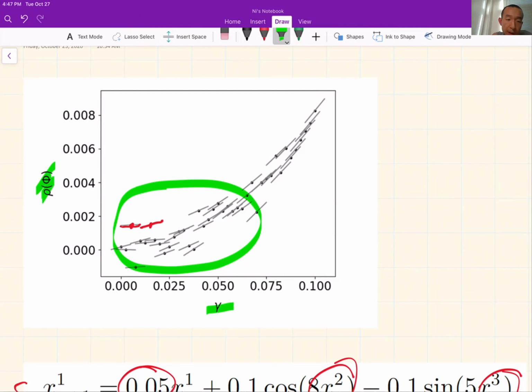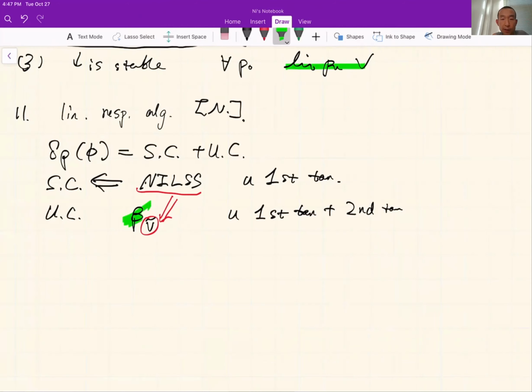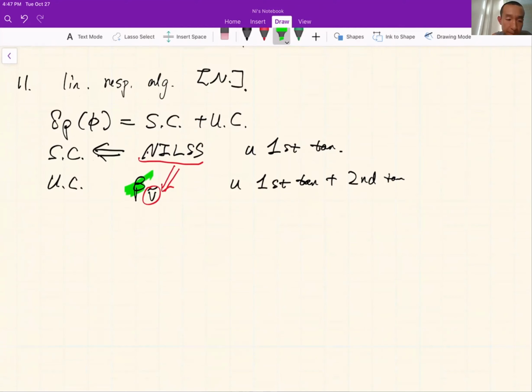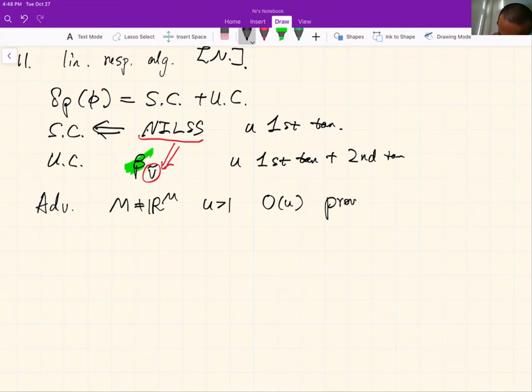And this advantage is because we have carefully analyzed the shadowing directions and unstable divergence, and we give them novel characterizations. So the advantage of this linear response algorithm, let me summarize. It works on manifolds, which are not Euclidean. It works for any unstable dimension. Its cost is only O(U), and it is proved rigorously for uniformly hyperbolic systems.